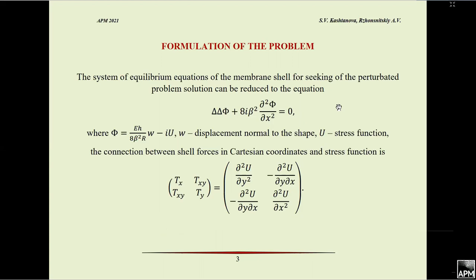Here we see a governing equation that was derived by Lurie from the system of shell equilibrium equations. It depends on a complex function phi that contains displacement W and stress function U. The important moment is that the connection between the stress field and the stress function goes through the second derivative, and that is important for boundary conditions.